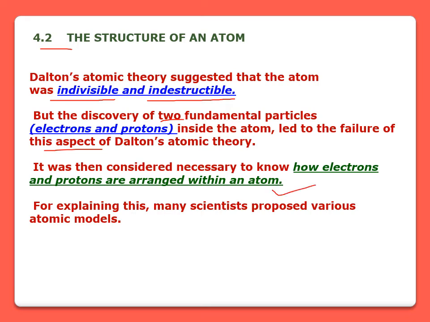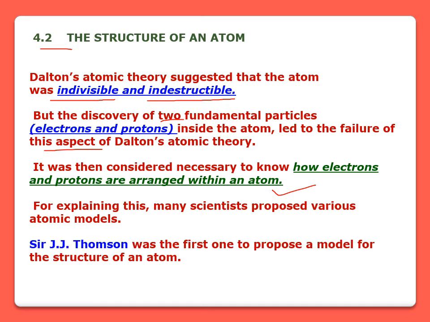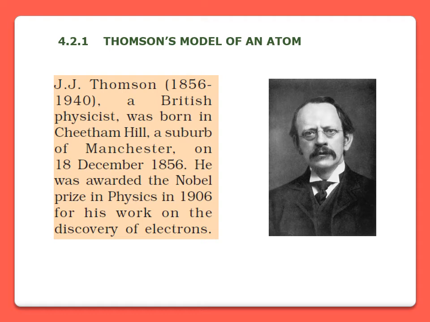To explain this structure of the atom, many scientists proposed their atomic models, and it was Sir J.J. Thomson who first came up with his atomic model. So what was the atomic model of Sir J.J. Thomson that we will study here? This is the picture of Sir J.J. Thomson. He was a British physicist, and he was awarded the Nobel Prize in Physics in 1906 for his work on the discovery of the electron.